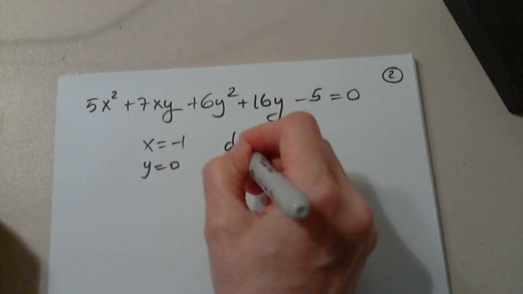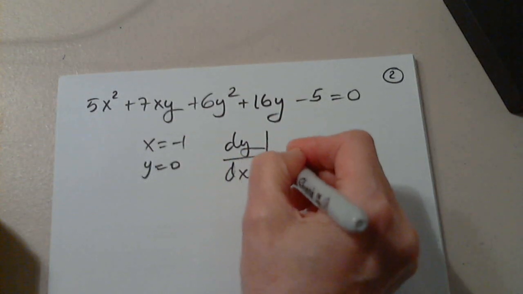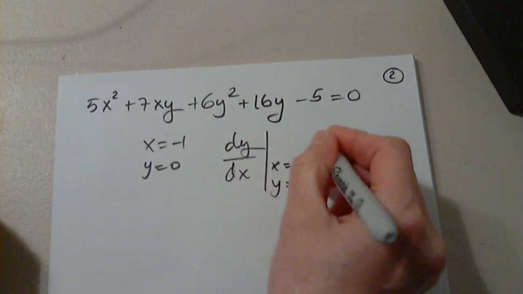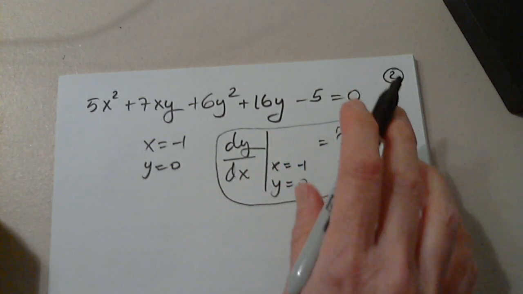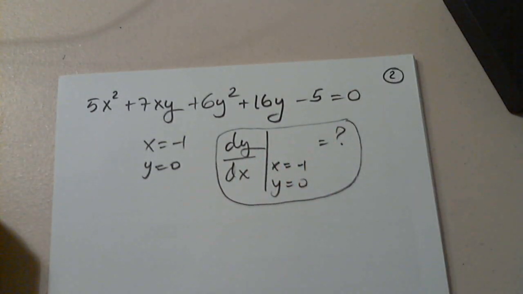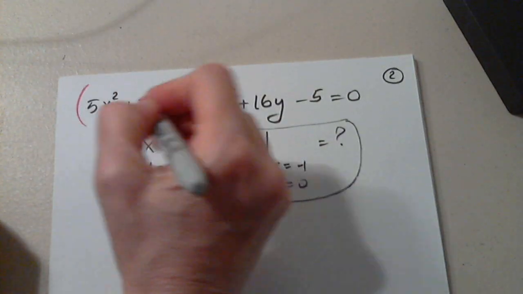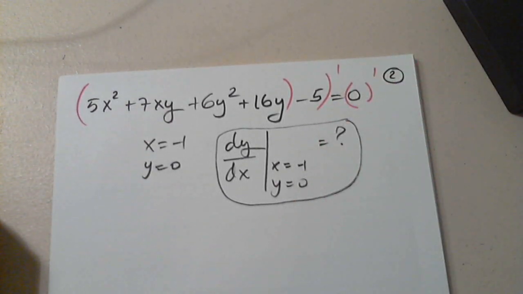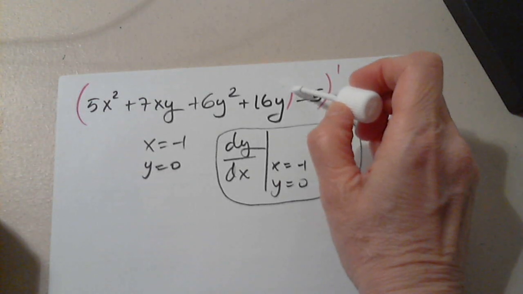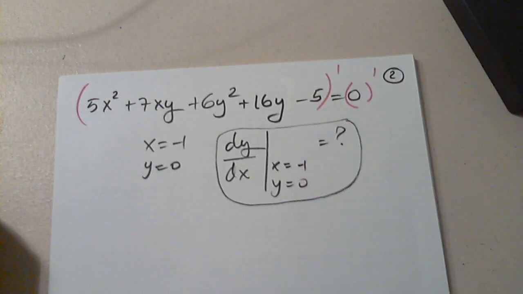We're asked to find dy over dx when x equals -1 and y is 0. Is this the question? Am I correct? Yes, ma'am. Perfect, awesome. So now we will differentiate both sides. I'm differentiating the left-hand side, and the right-hand side. I know -5 prime is 0, but I still have to put the prime symbol at the end, not here. Okay, perfect.